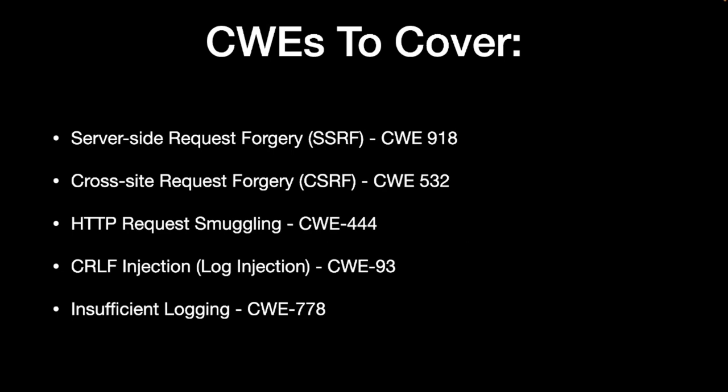So the first two I'm going to cover are request forgery attacks. The first one is SSRF. I mentioned that in the CapitalOne example. The second one is cross-site request forgery, or CSRF. These are both request forgery attacks, but they're a little bit different, and I'll explain each of those. The third one is HTTP request smuggling. This is actually an exploit against the HTTP protocol, and it allows the attacker to smuggle packets into the network.